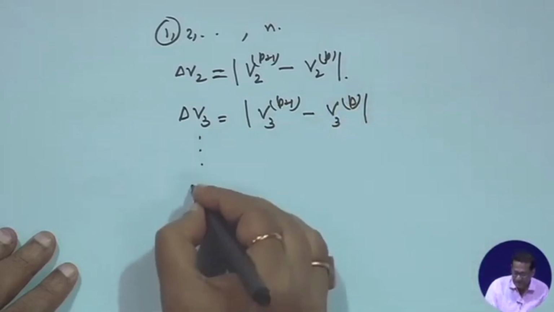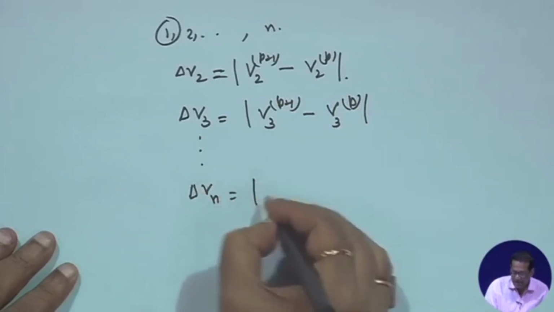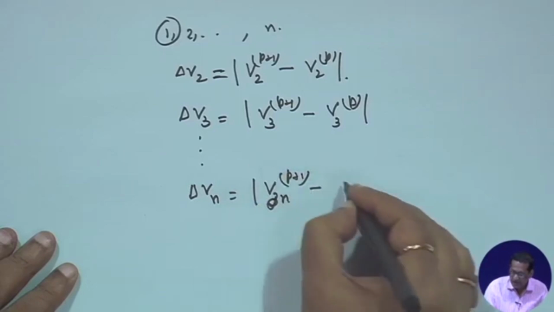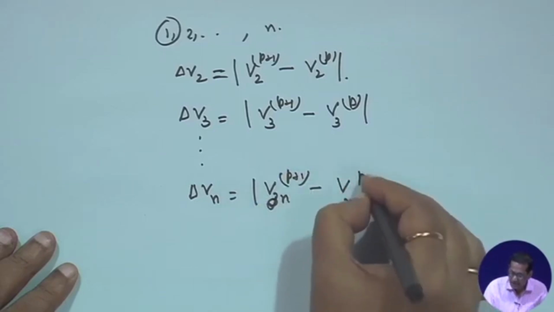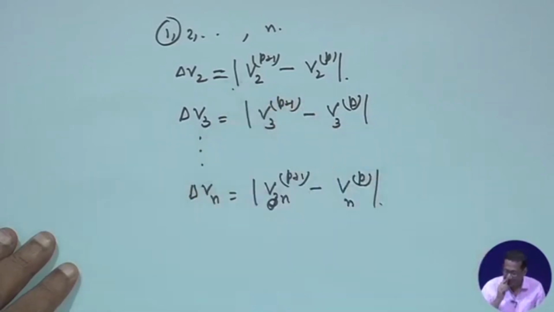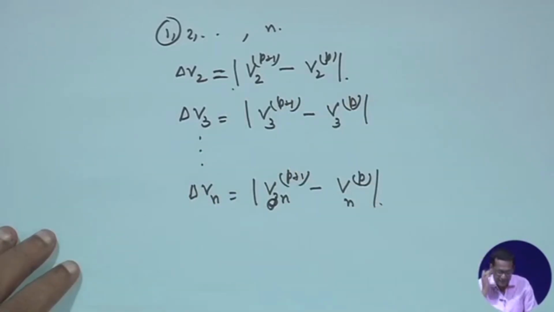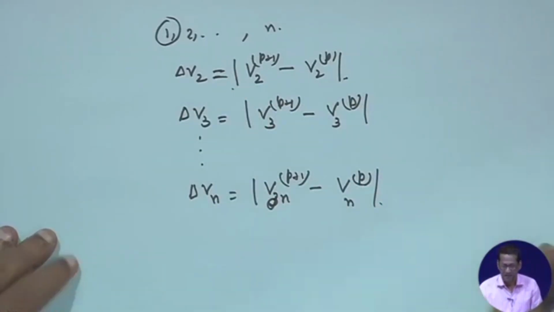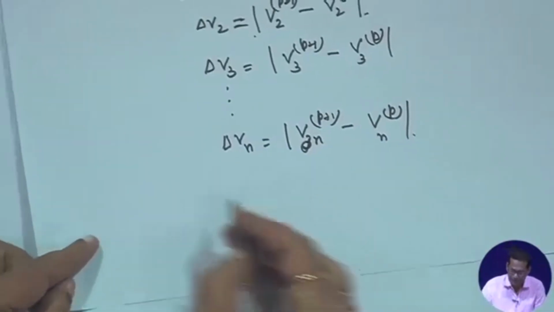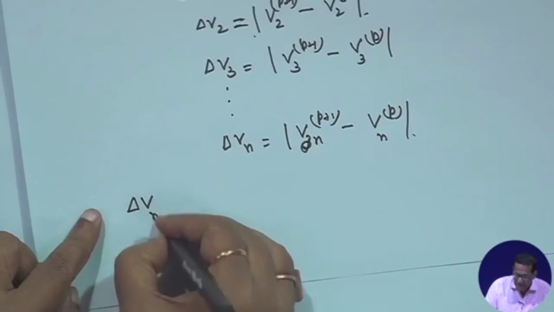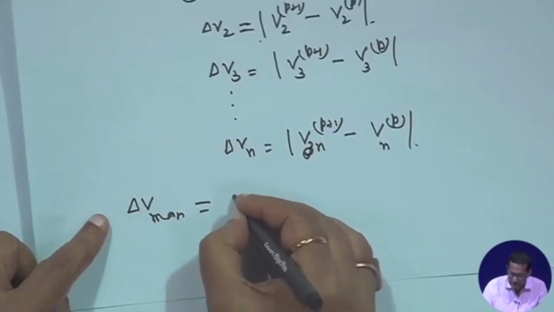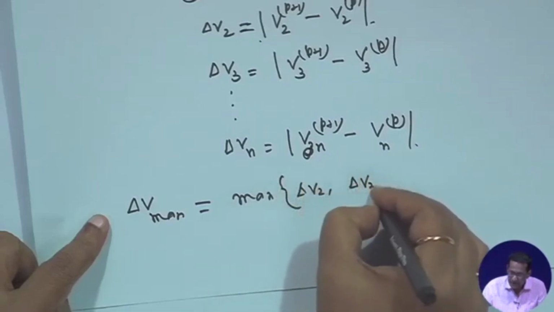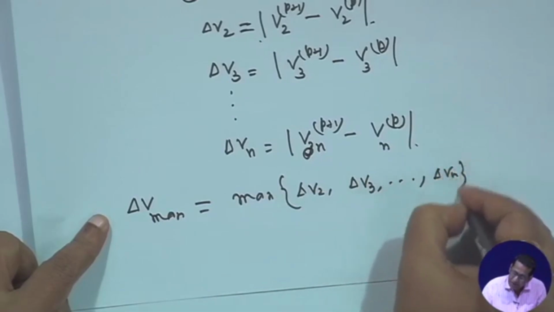This way up to the nth bus, you make delta Vn equal to the magnitude of Vn^(p+1) minus Vn^(p). These are all magnitudes. V2^(p+1), V2^(p) are all complex, then you take the magnitude of this difference, and they are all real quantities. Once you have this, you take delta V max, that is the maximum of delta V2, delta V3, up to delta Vn.